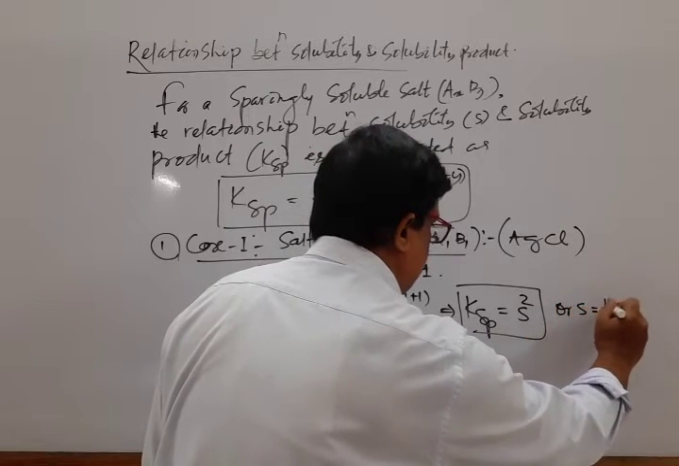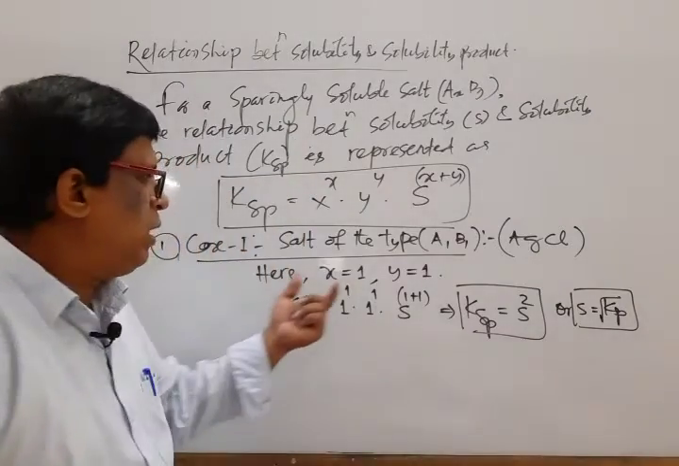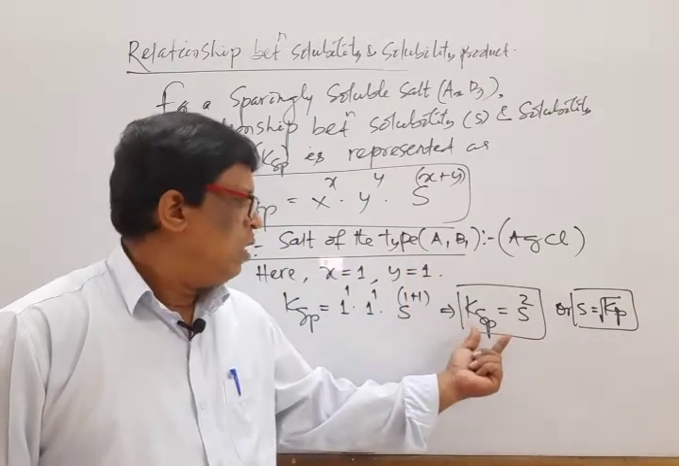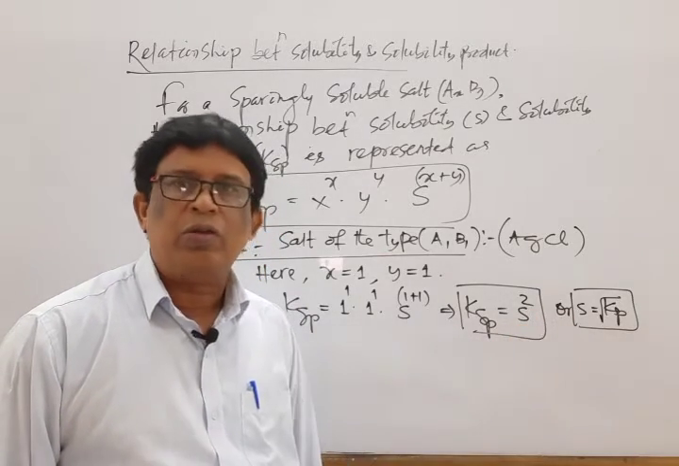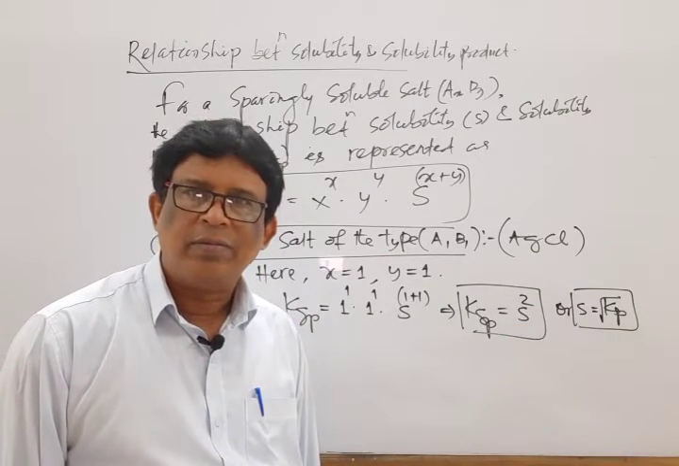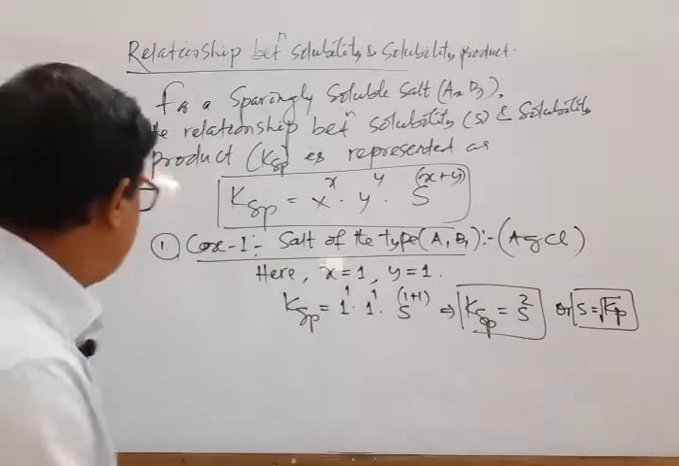or s is equal to root over Ksp. Mark that. For the type of salt A1B1, solubility product is equal to square of solubility, or solubility is equal to square root of solubility product. Any doubt? No doubt. Good. Case 2, mark that.